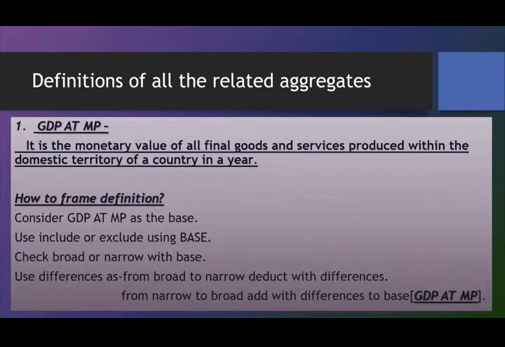That only I have mentioned in this slide. You can see now how to frame the definition. First, consider GDP at MP as the base every time. Then use include or exclude with the base; whether it includes or excludes the concept, that only you have to use. Means you have to use the differences: from broad to narrow, deduct the difference, and from narrow to broad, add the difference to GDP at MP only.